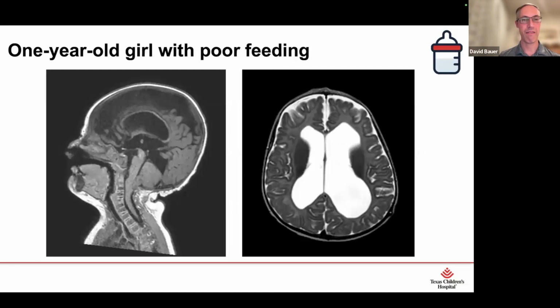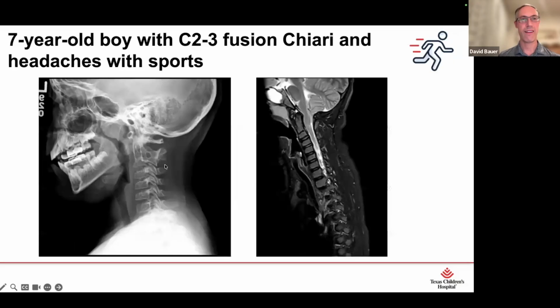And here's another patient, a 1-year-old girl with poor feeding. You can see hydrocephalus. These are large ventricles, fluid building up on the brain, but also Chiari malformation. And this is a 7-year-old boy who has Chiari malformation. You can see that on the picture on the right, but also has fusion of the second and third cervical vertebrae. And so this would be a complex Chiari malformation.